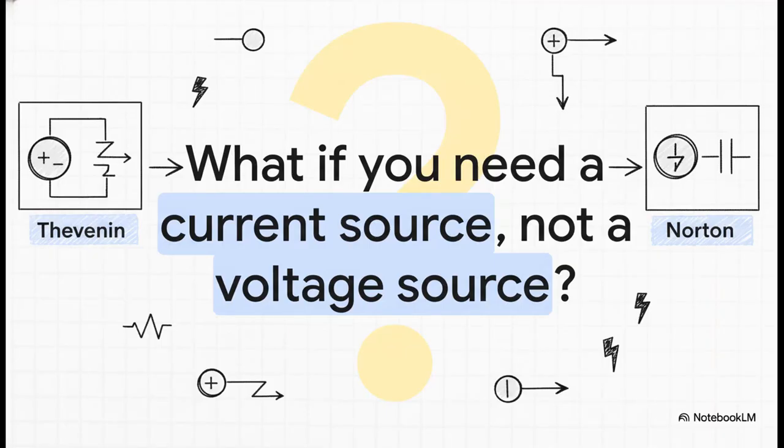Okay, so you know how to take a big, messy circuit and crush it down into one simple voltage source and a resistor, right? But what if it would be way easier to think about that circuit in terms of a current source instead? Well, that's exactly the question Norton's theorem is here to answer.